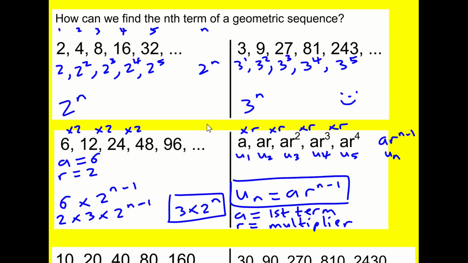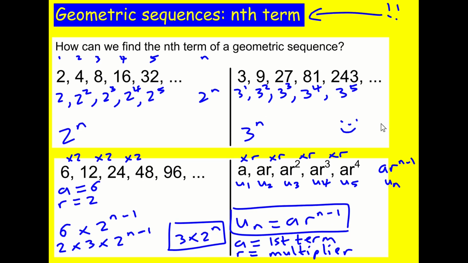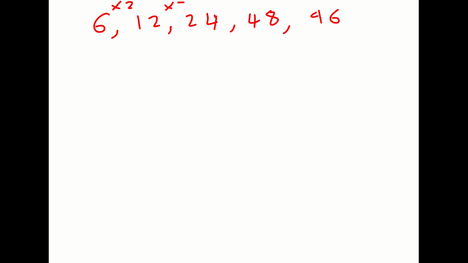Method 2 then. I haven't actually left any space here, so I think I'm gonna make a new page. Method 2, let me write it out again. It was 6, 12, 24, 48. I think that's right, because I'm just timesing by 2 every time. Yep, 96. Okay, method 2. I'm going to go through this in a similar way to how I went through linear sequences. So first of all, I recognize that I'm timesing by 2.